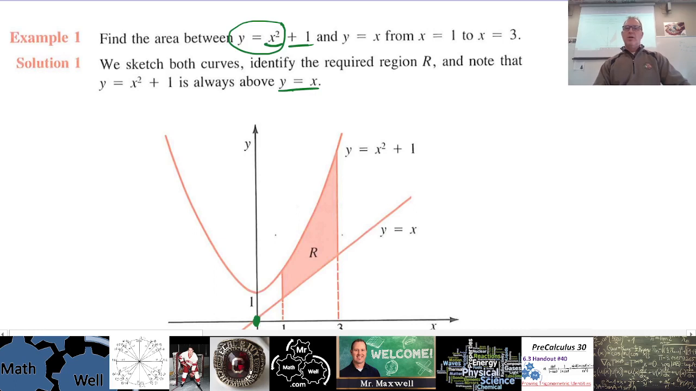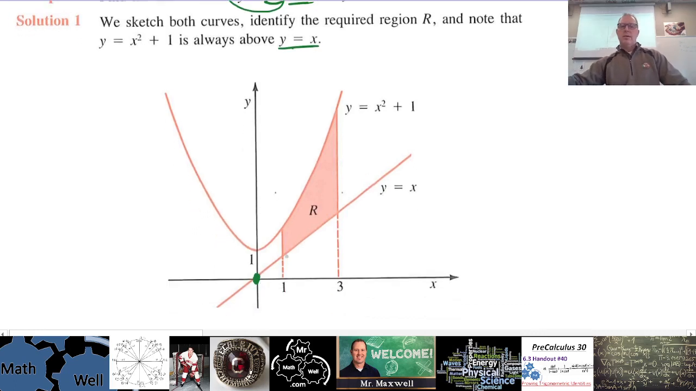Why that region? Because that's the region between x equals 1, so the vertical line of x equals 1 would be the cutoff on the left, and x equals 3 would be the vertical boundary on the right. So if we consider that, we're bounded by the parabola on the top, the line on the bottom, and the vertical lines of x equals 1 on the left and x equals 3 on the right. So we have to find that enclosed region.